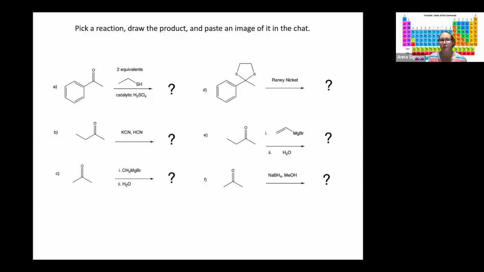Here are 6 different reactions. I would like you to take a look at these, predict the product, draw it, and then take a picture of that and post it into the chat. So there's a variety here. These include thioacetal formation, Raney nickel reduction, Grignard and hydride additions, and cyanide additions.